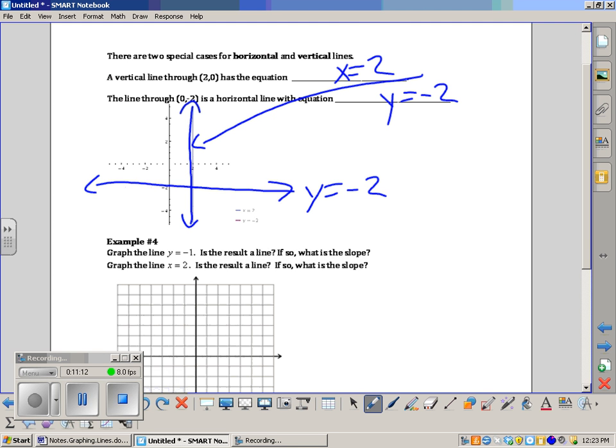Okay, that's important to know. We'll practice that. We'll have even a special problem set that has a lot of questions on vertical and horizontal lines.